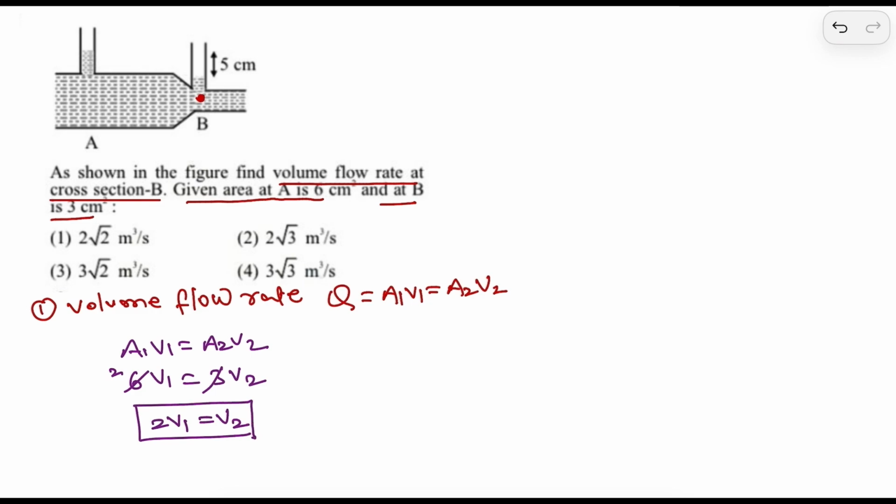And next, the volume flow rate at point B means we need to find Q at B, which is equal to the cross-sectional area at B times the velocity at B. That will be our answer. To find this, I should go for Bernoulli's theorem. So what is Bernoulli's equation? From Bernoulli's equation, the ideal fluid is flowing through different cross sections.